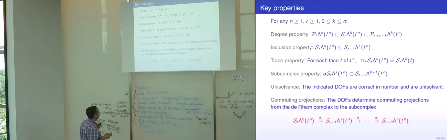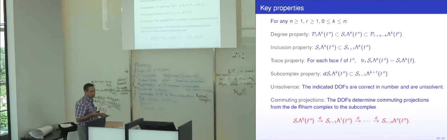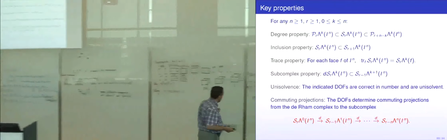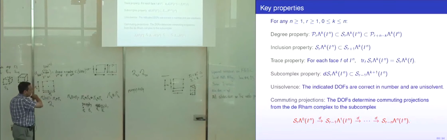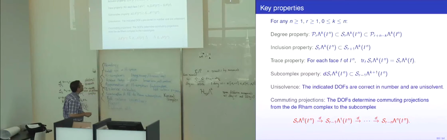Then, of course, we need the subcomplex property. d of S_r Λ^k is contained in S_{r-1} Λ^{k+1}. By the way, I'm not sure if I pointed out that when we had the tensor product elements, it's one of those subcomplexes that don't go down. The r space goes to the r space, goes to the r space, like P_r minus. This is more like P_r. The r space goes to the r-1 space, goes to the r-2 space.